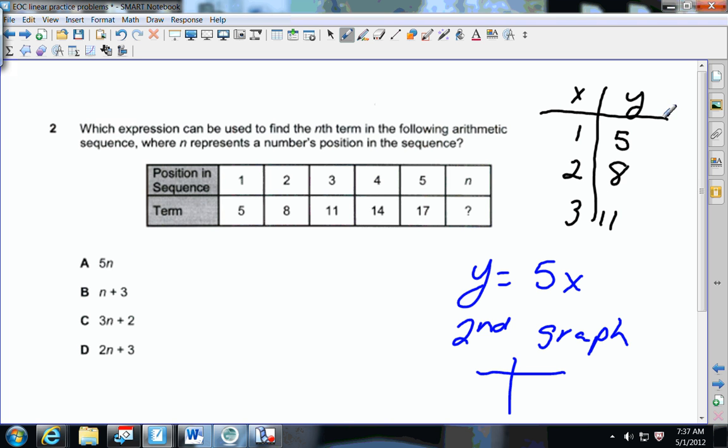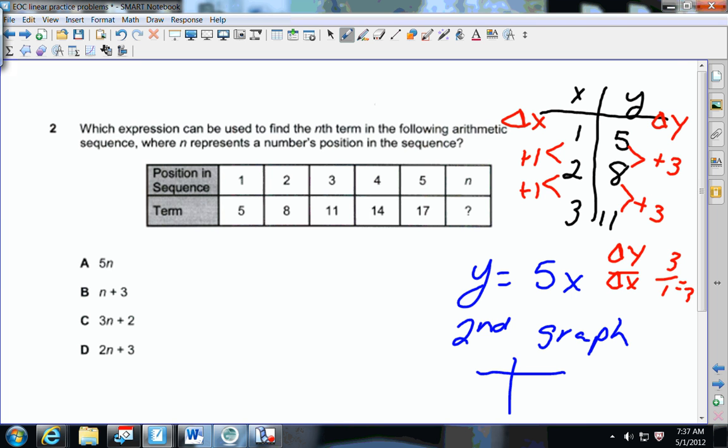To work it out by hand, I would do delta y, the change in y right here, plus 3, delta x, plus 1. Delta y over delta x is 3 over 1, which is 3. There's only one of these that has a slope of 3. Your answer would be C.